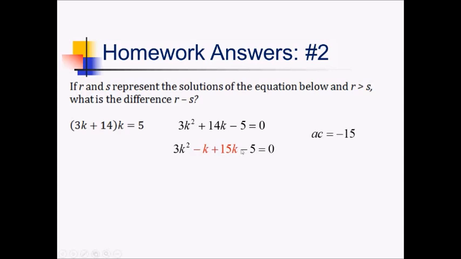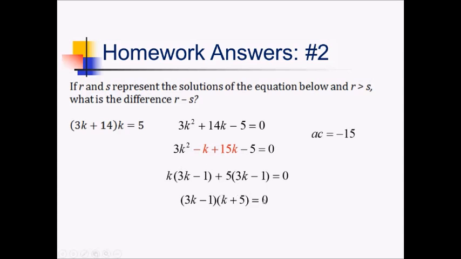And now that I've got 4 terms, I can solve this by factoring by grouping. So for the first 2 terms, I can take out a common factor of k. That leaves 3k minus 1 inside. For the last 2 terms, I can take out a 5, leaving me with 3k minus 1. And since I have a 3k minus 1 in both of these terms, I can take that out as a common factor, leaving me with just k plus 5 as my other factor.